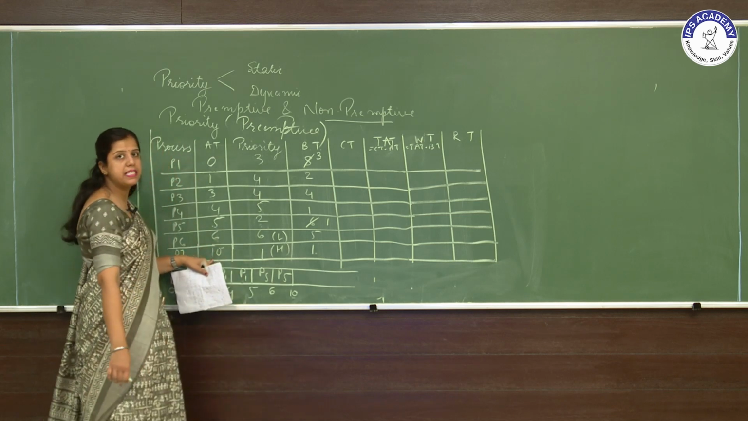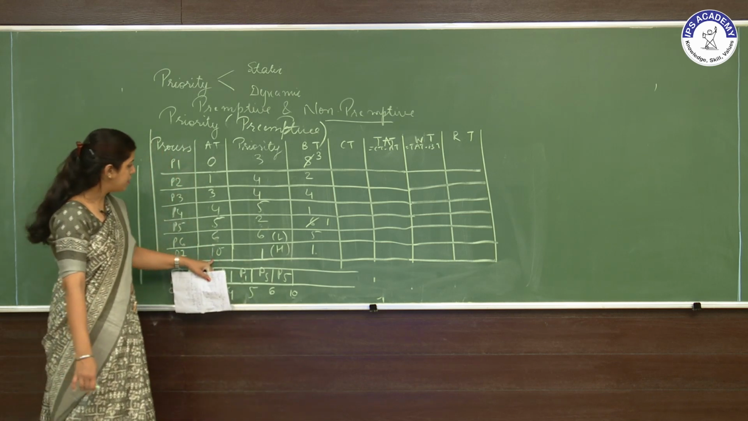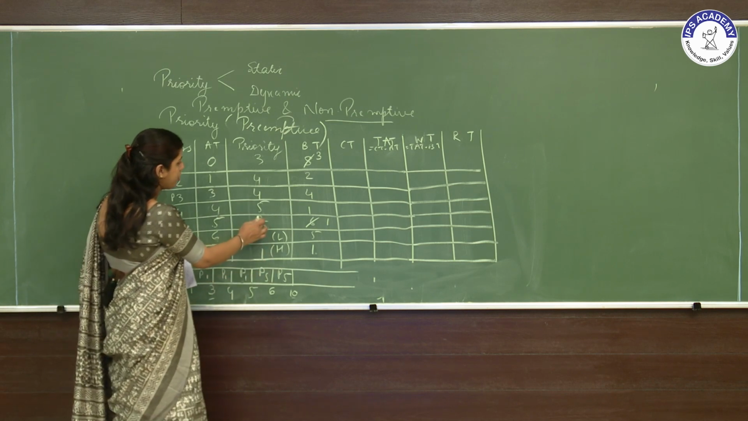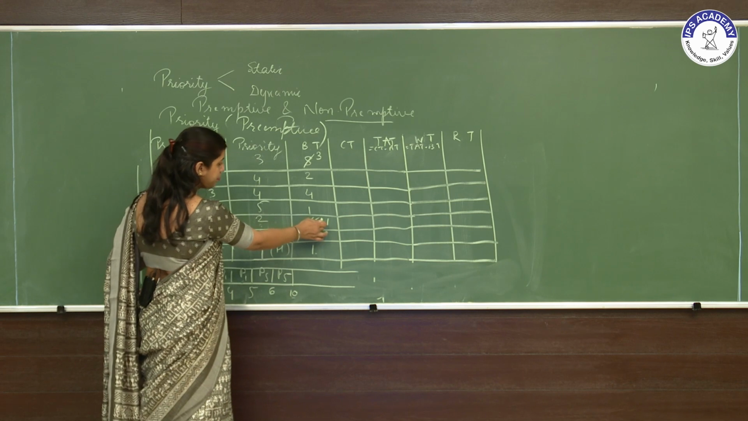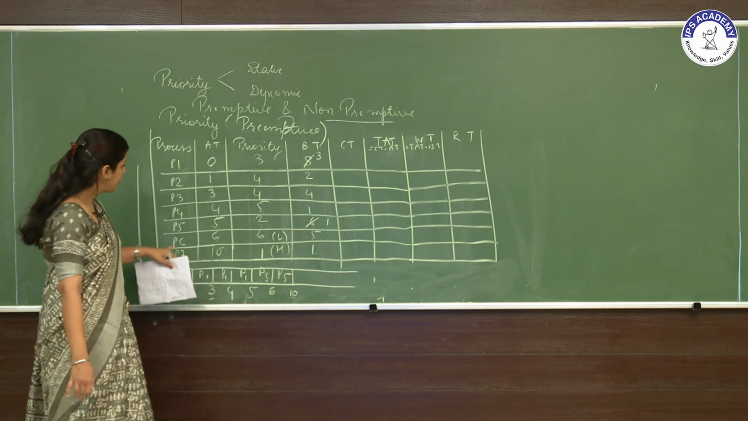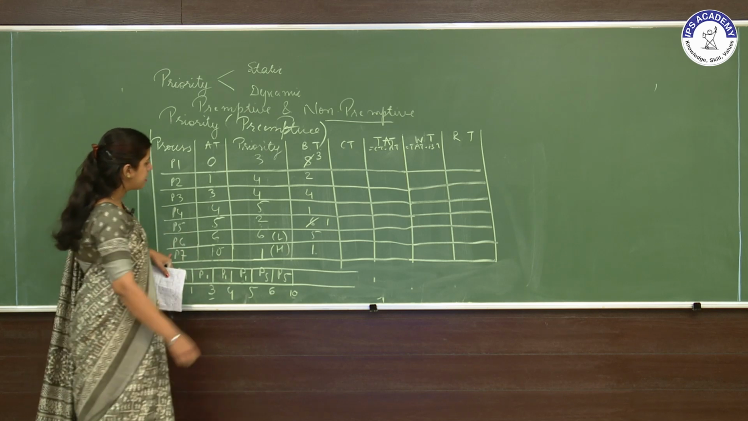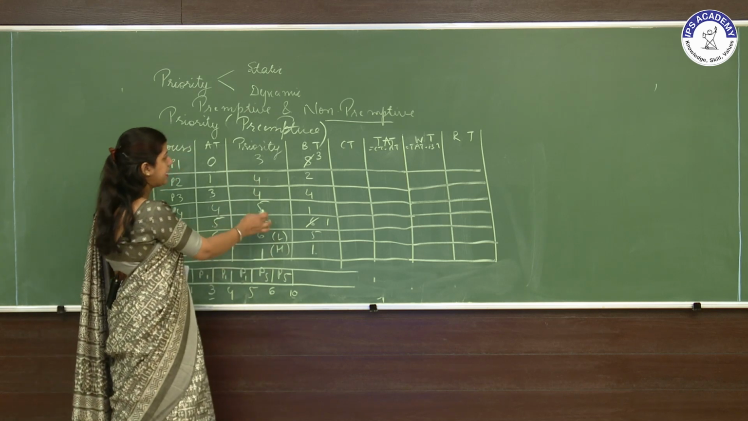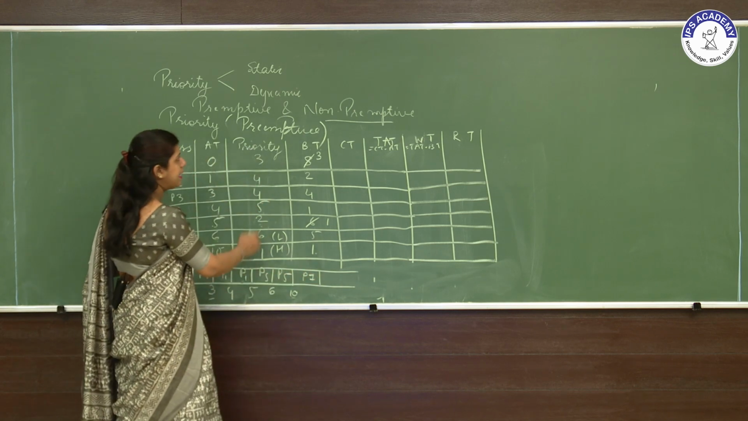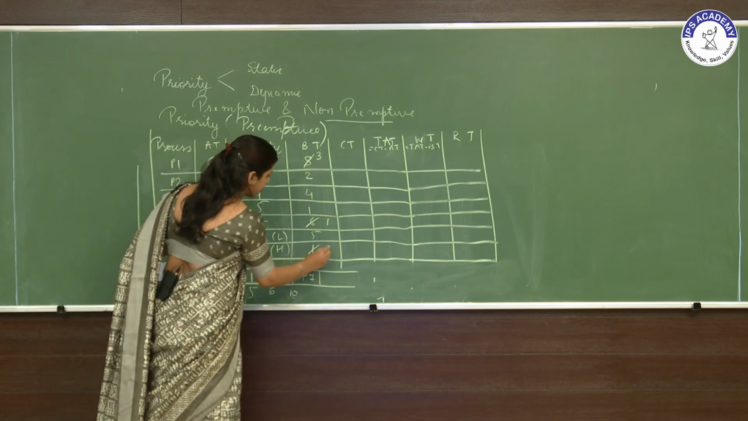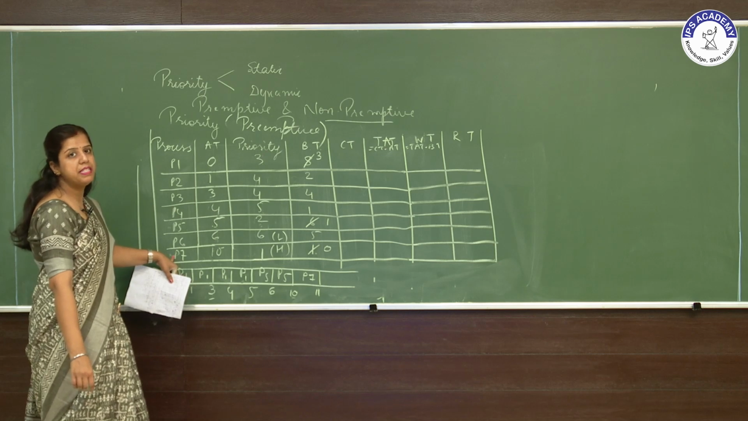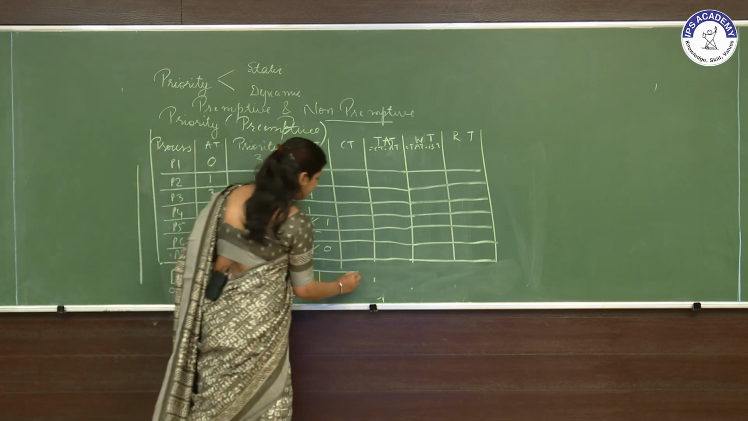At 10, the P7 process has come into the ready queue. Now, compare the priority of P5 and P7, because P5 still wants the CPU allocated for 1 unit of time for its execution. So, we will compare P5 and P7. Since the priority of P7 is higher than P5, we will allocate the CPU to P7 for how much unit of time? As it requires only 1, we will allocate the CPU to the P7 process for 1 unit of time.